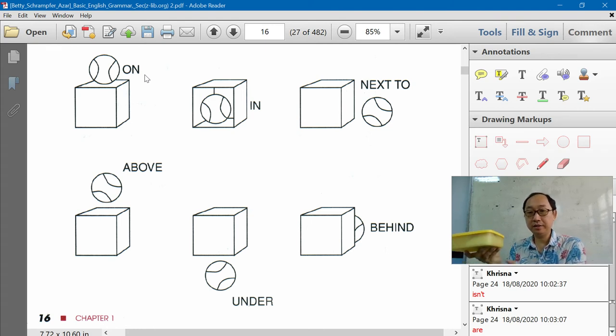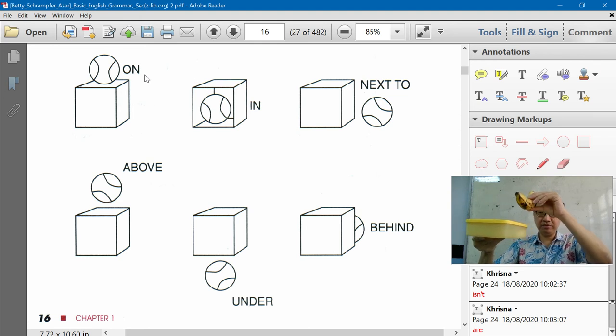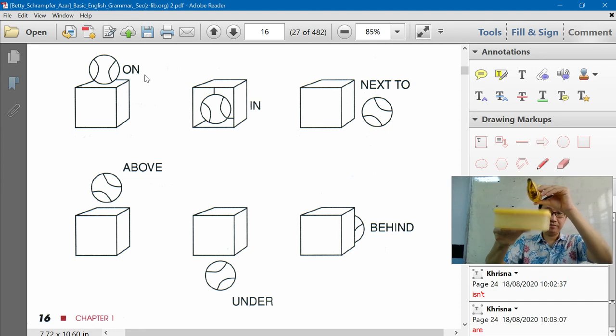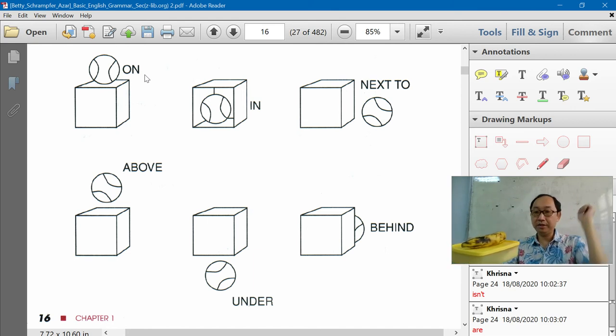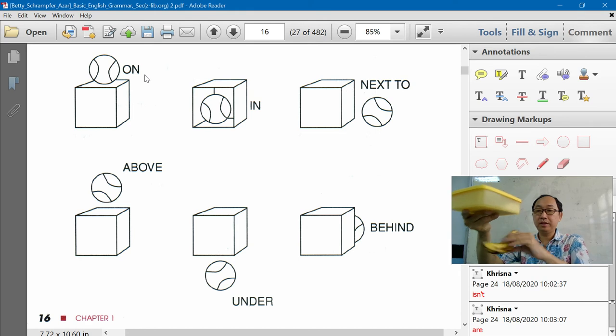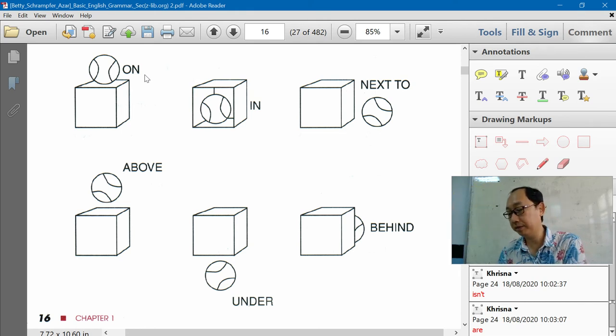And a banana, a box, a lunch box. A banana is next to the lunch box. And banana is above. This one is called above. Yeah, you can see, guys. But this one is on. Banana is on the box. Banana is above this box. And banana is under the box. Banana is behind the box. I hope that you understand. On, in, next to, above, under, behind are prepositions, and a preposition can be followed by a noun.